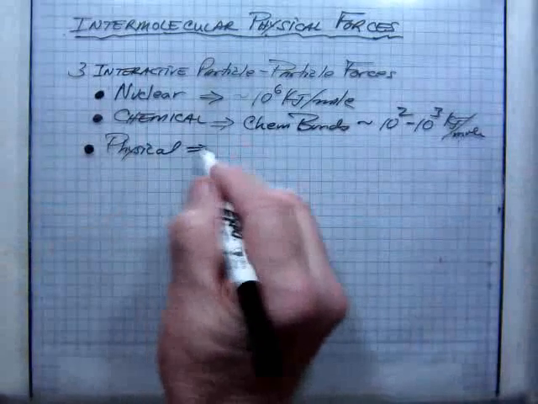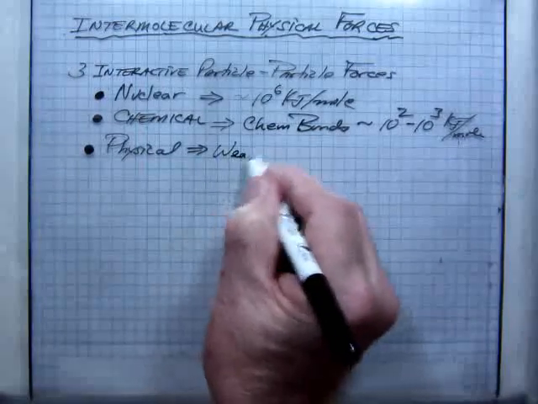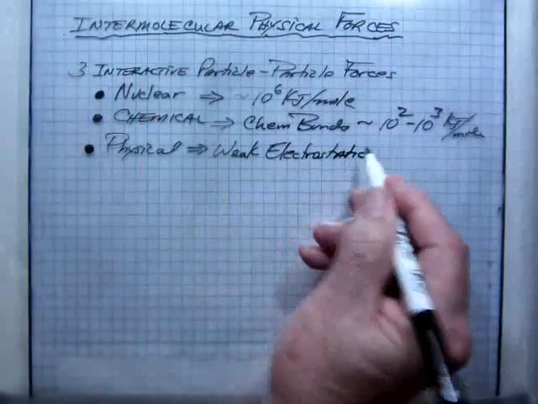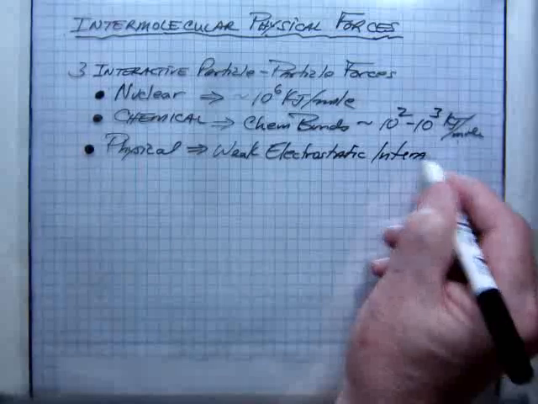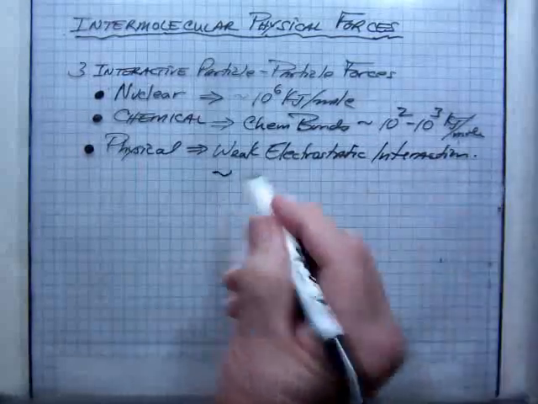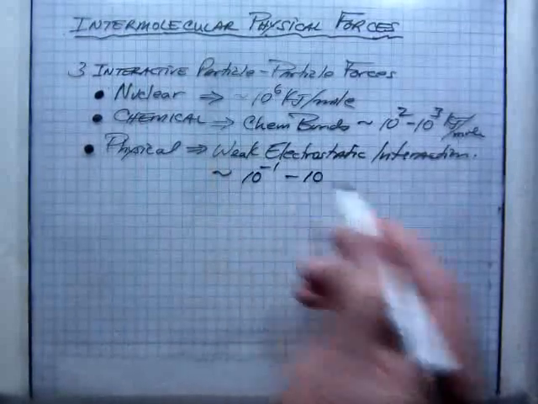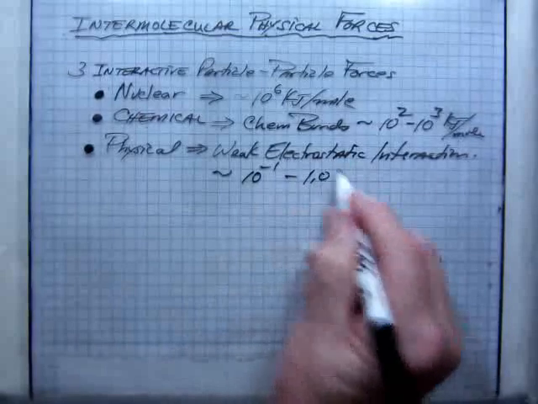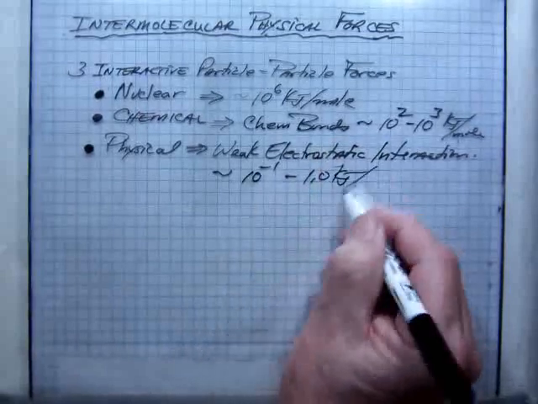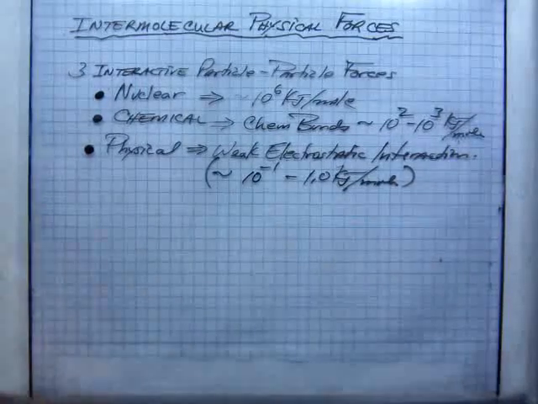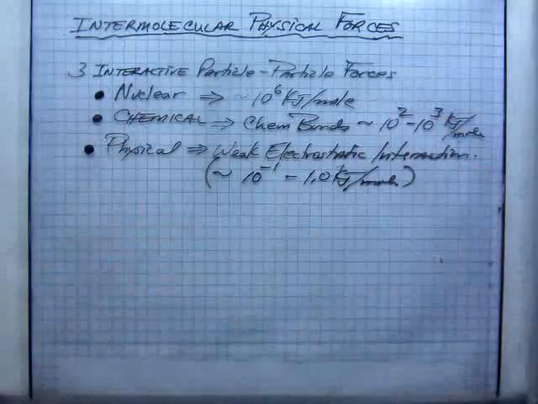But a physical bond is a very weak electrostatic interaction, on the order of 10 to the minus 1 to say 1.0 kilojoules per mole. Very weak, easy to break. Now, when we talk about physical intermolecular forces, these are the forces responsible for states of matter and changing states of matter.